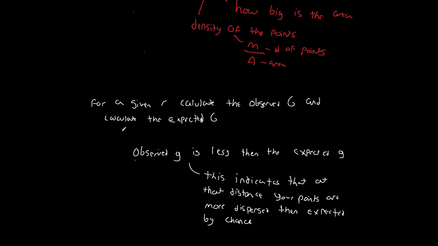Right, and this makes sense if you think about what we've calculated. If you have an expected g, which is telling you the probability that the distance from one point to its nearest neighbor is going to be less than a value, and your observed g is less than that, then there's a lower chance that a point is going to have its nearest neighbor in that distance, which means that more points are going to be farther apart than you would expect, which means that they are more dispersed. So hopefully that makes sense. So that's if it's less.